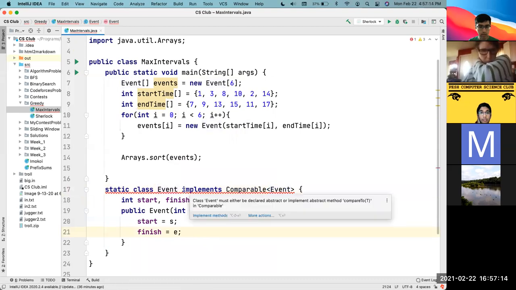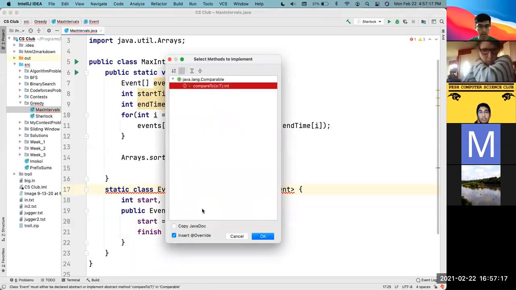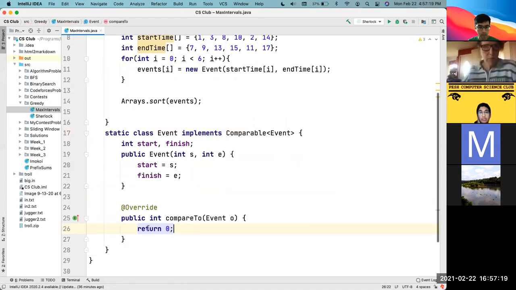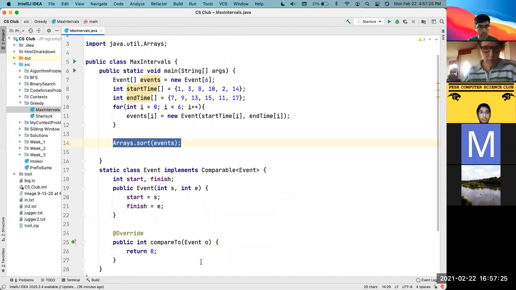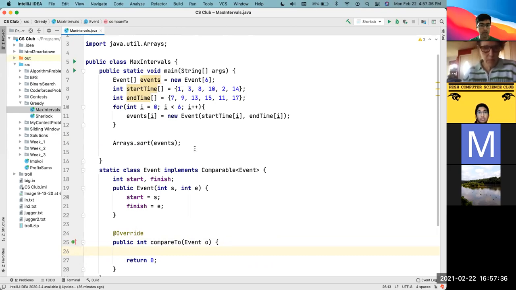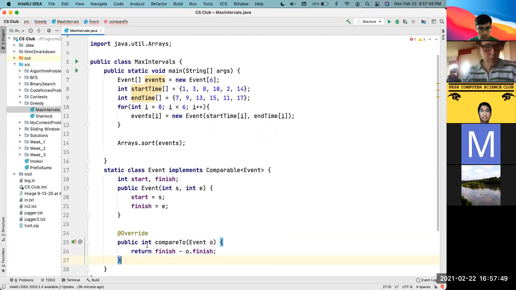And you can see this is in red because we have to implement the method compareTo. This basically tells it, when it's sorting the events, if you have 2 events, it needs to know which one will go before the other. So we want an event to go before the other if it has an earlier finish time, because remember, the problem that we're trying to solve is the maximum number of compatible intervals we can take. So we'll just say return finish minus o.finish. It's either this or o.finish minus finish, but we'll just run it later and we can change it if needed.